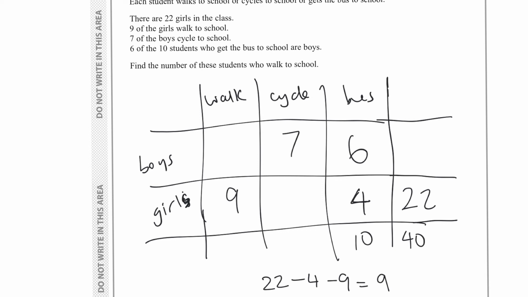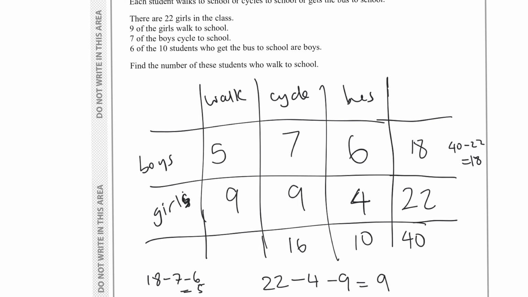Again, so then that'll be 9 there. So we know in total, 16 people cycle. We know that if there's 22 girls and there's 40 students in total, to work out the number of boys, we could do 40 minus 22, which would leave us with 18. So there's 18 boys. And then to work out the number of boys that walk, we could do 18, take away 7, take away 6, which would leave you with an answer of 5. So you know that 5 boys walk to school.